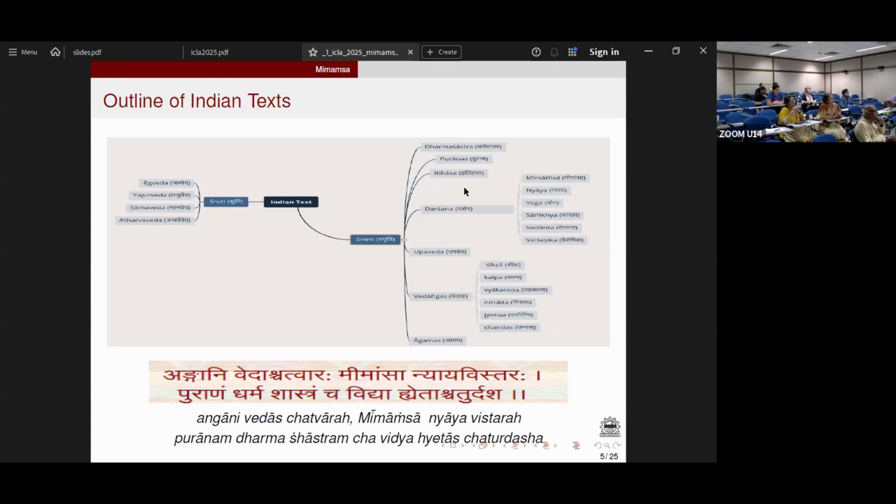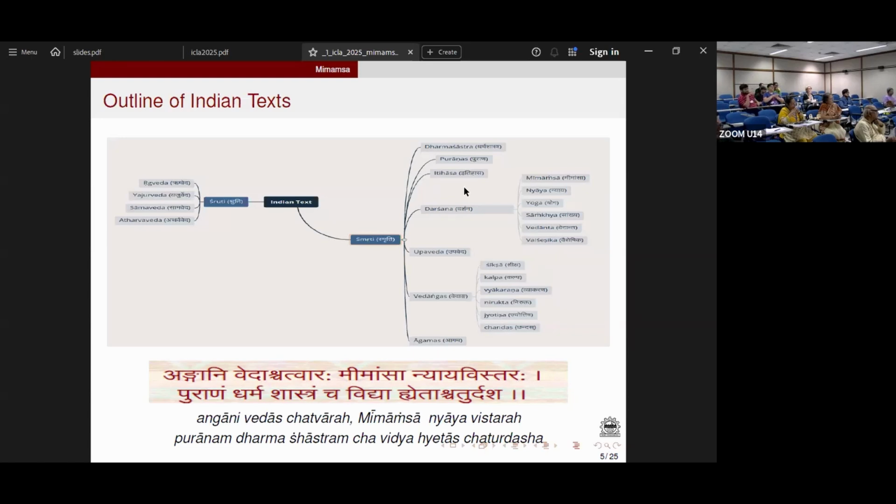So Shiksha basically deals with pronunciation, how the words have to be pronounced, the tone, and so on. Kalpa deals with the performance of all the rituals. There are various formations that are done, so the geometry and other aspects of that are dealt with in Kalpa. Vyakarana, of course, is grammar, which is very important as we saw in the previous session. Nirukta deals with understanding the meanings of words. You can look at it as a glossary or as a synonym kind of a thing.